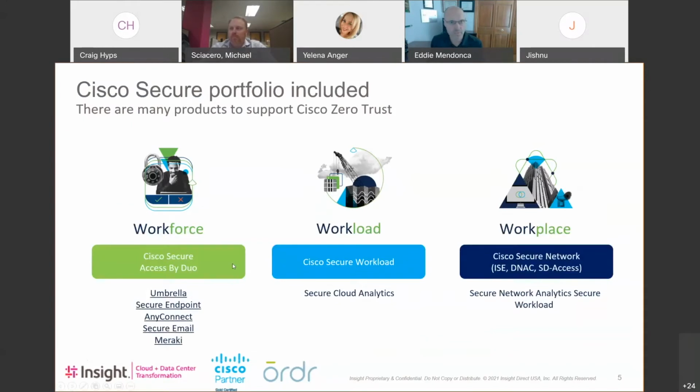For the workforce, that's predominantly Cisco's MFA solution, which is the Duo acquisition from a couple of years ago. So with Duo, and Duo is a leader in the zero trust architecture, and not only for the MFA, but also for the posture components that Duo provides. That allows you to define zero trust capabilities around your user activity as well as your endpoint activity.